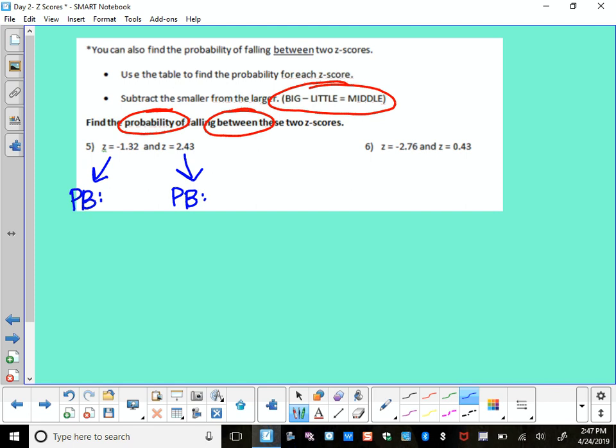I like to abbreviate it just so we know what's going on. Alright, so look in your table for the z-score negative 1.32. What's your prob below? Negative 1.3, right? Yep. What do you get for your 4-digit probability? You guys should get 0.0934. Let me know if you didn't get that.